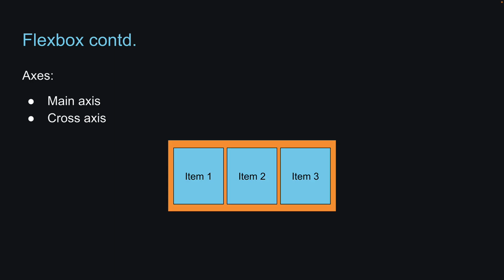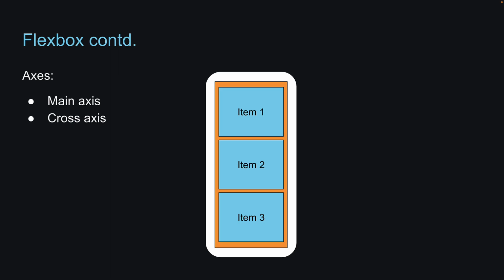By default, the main axis runs from left to right and the cross axis is perpendicular to it, running from top to bottom. However, in React Native, it is the opposite. The main axis runs top to bottom and the cross axis left to right. Very important to remember this.